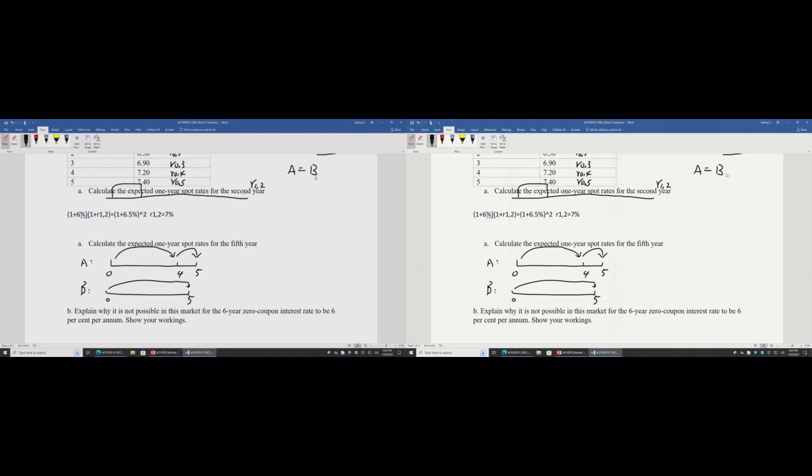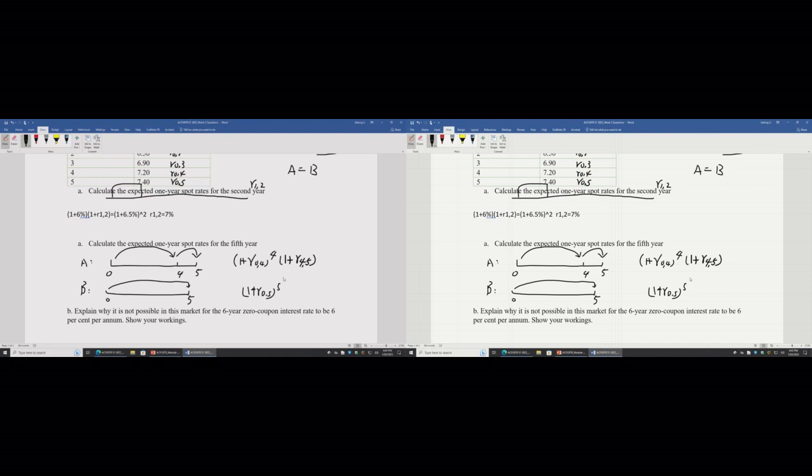Right? So now you can set up the equation. 1 plus R04 to the power 4, times 1 plus R45, equals 1 plus R05 to the power 5. And these two should be the same, right?